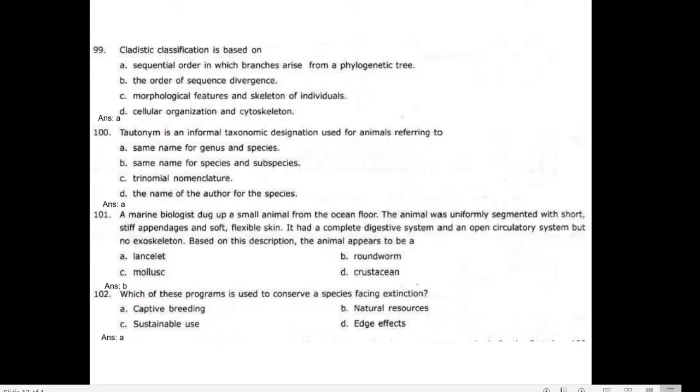Next question: which of these programs is used to conserve a species facing extinction? That is captive breeding. Captive breeding means the ecosystem has some captive breeding areas. Likewise, in Punjab there is a captive breeding area for turtles. Vedanthangal is a captive breeding area for birds. So these all help to conserve the species.